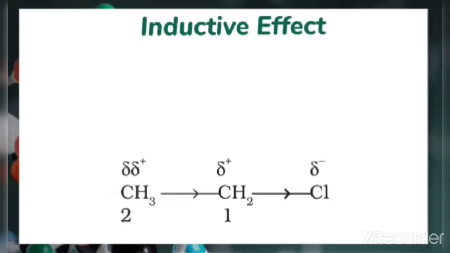So this is what is actually taking place in the carbon chain. What we can conclude from this is that because of the presence of a greater electronegative element in the chain, the electron will be shifting. The displacement of electron is taking place towards it. So towards the more electronegative element, the electron density will be shifted along the carbon chain. This is what is actually called the inductive effect.